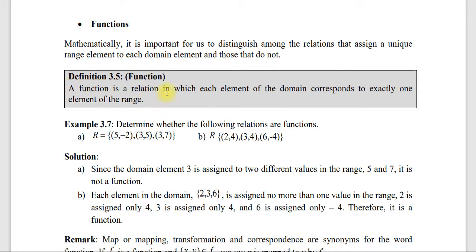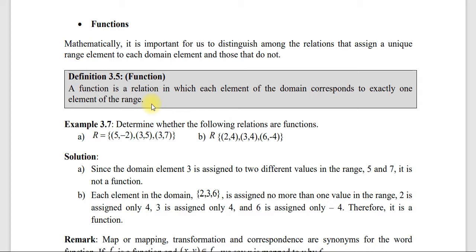A function is a relation in which each element of the domain corresponds to exactly one element of the range. Okay, each element of the domain, look, each element of the domain corresponds to exactly one element of the range ይለናል። One element of the range definition one ያዟት። Okay so this is the definition of function. function ምን እንደሆነ እንግዲህ በዚህ way ነው ልንረዳ የሚገባን ማለት። A function is a relation.